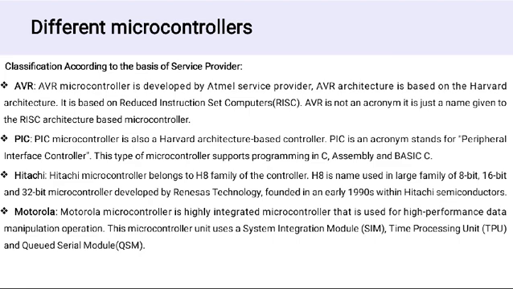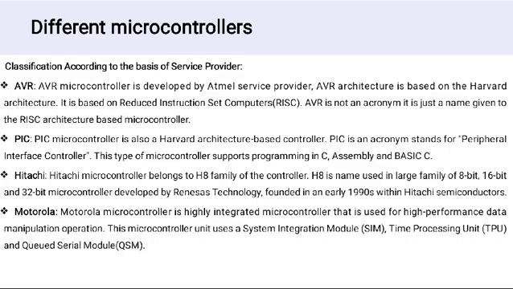AVR architecture is based on Harvard architecture. It is based on reduced instruction set computer. AVR is not an acronym, but it is the name given to RISC architecture based microcontroller. PIC microcontroller is also Harvard architecture based. PIC is an acronym that stands for peripheral interface controller. This type of microcontroller supports C, assembly and BASIC.